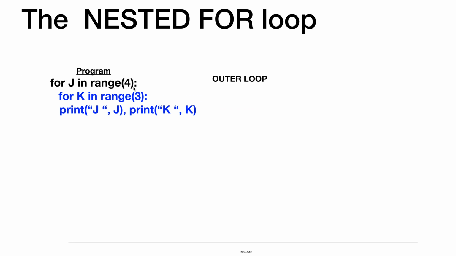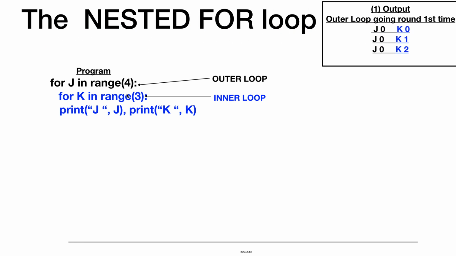Now we can see we've got 2 for statements. The first for statement is part of the outer for loop. And the second for statement, that in blue, is part of the inner loop. So we have an inner loop within an outer loop, so it's a nested for construction. Now this produces this output here. So how do we get this output from this program?